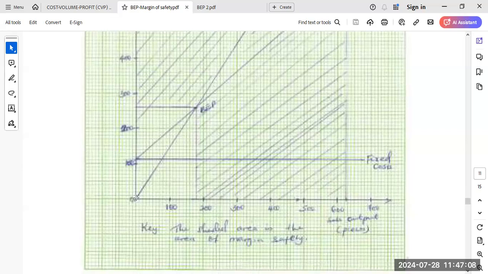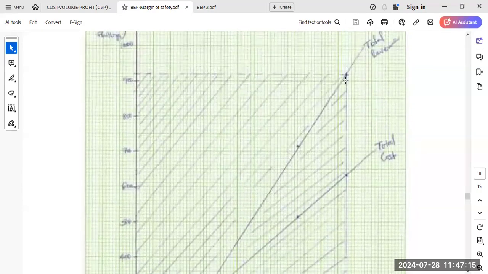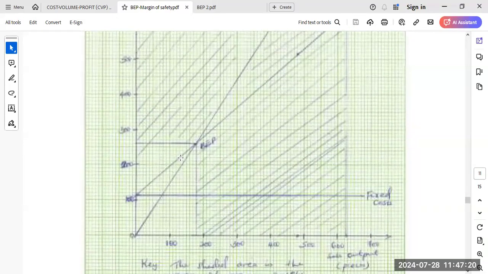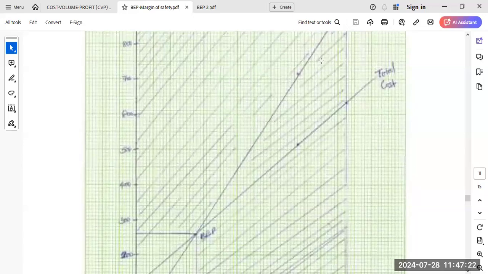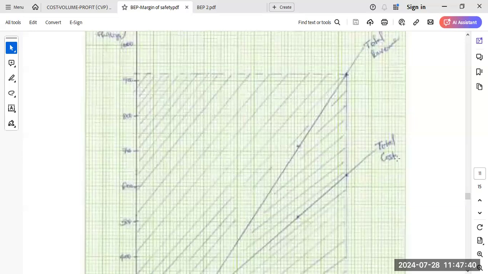But as you start selling, the revenue will increase. So you get a ruler, join these 2 points using your ruler. But starting from here, that line must be very straight. Are you fine with this total revenue line? I'm fine. Do the same for total cost.